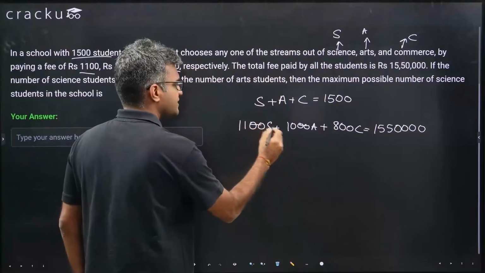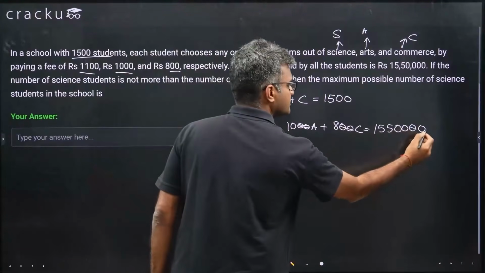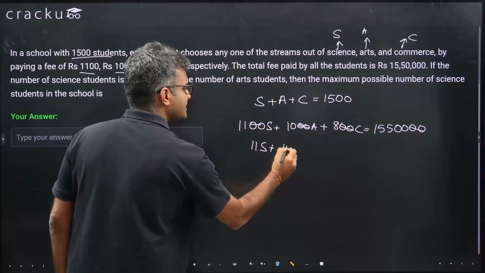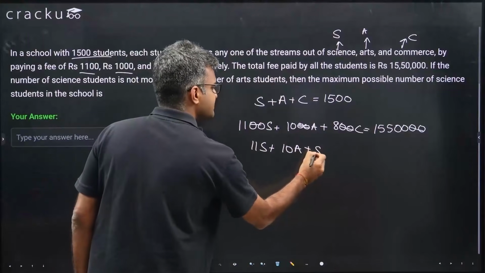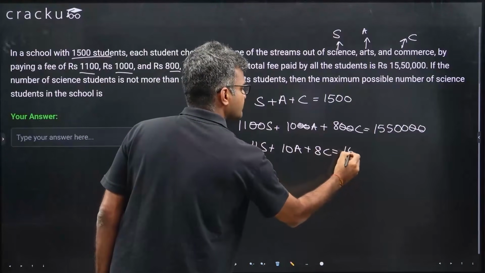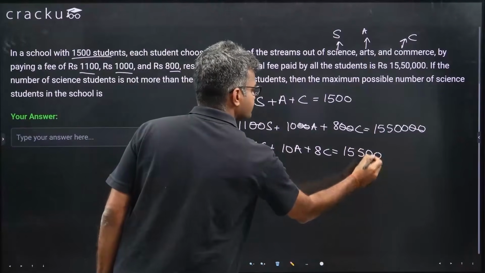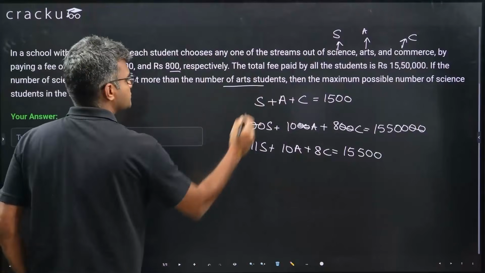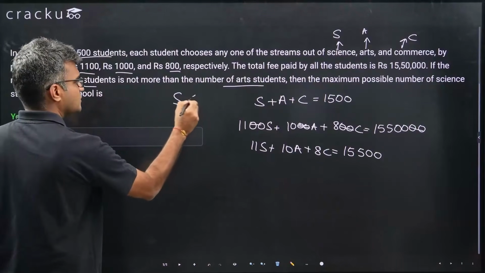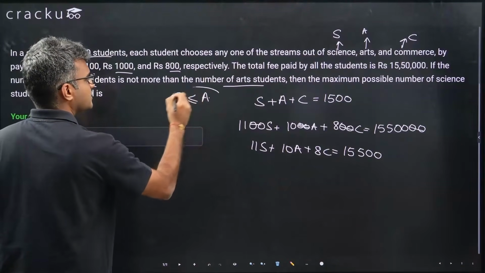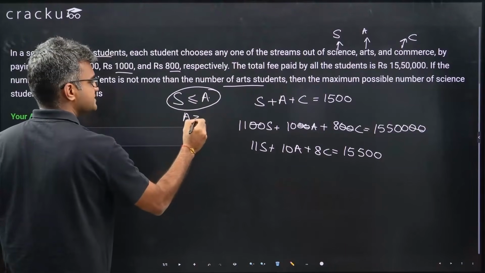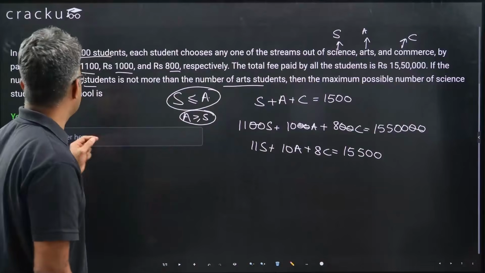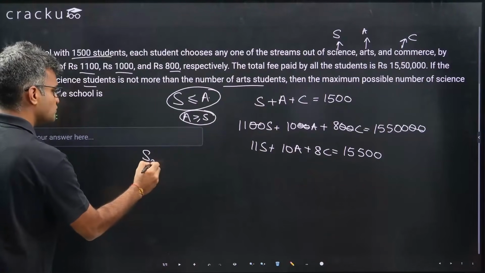You can divide the entire equation by 100. So what you are essentially getting is 11S plus 10A plus 8C is equal to 15,500. Now you are told that the number of science students is not more than the number of art students. So science is less than or equal to arts, or the number of art students is greater than or equal to the number of science students. We are required to calculate the maximum value of science students. So S max is what we are required to calculate.